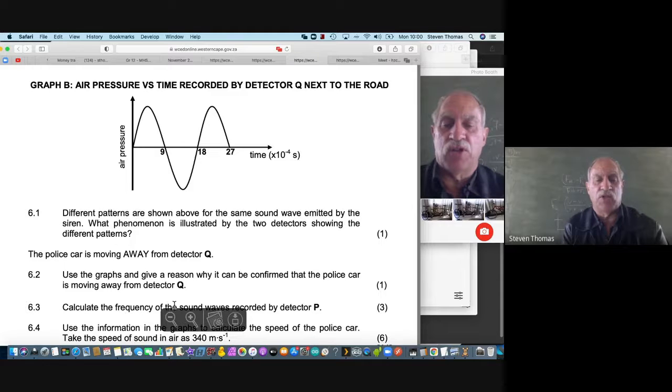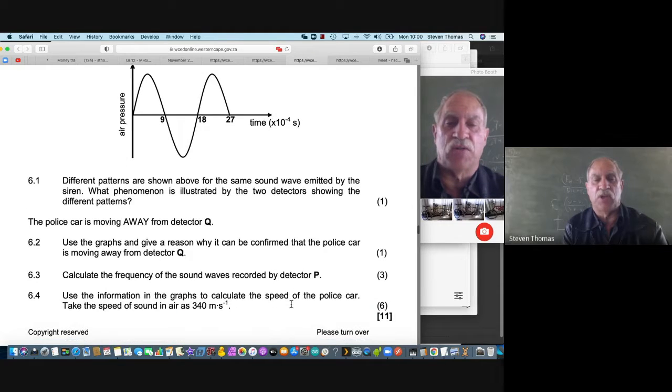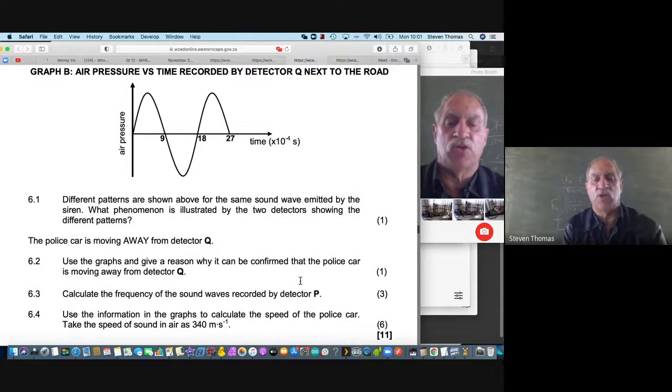Calculate the frequency of the sound waves recorded by detector P. So what are we going to do? We're going to go to the only formula in Doppler. You worked out the two. Calculate the frequency of detector P. So what are we going to do? Frequency equals 1 upon period. And therefore, we're going to say 1 upon 18 times 10 to the minus 4 is going to give us our frequency, and that's how we're going to get our 3 marks.